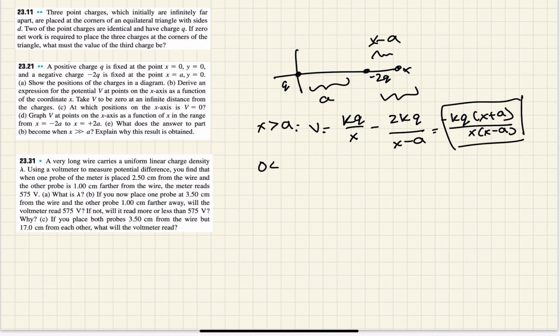For 0 less than x less than a, that's between these two. This time it's kq over x minus 2kq over a minus x, because in this case here, the distance between them is a minus x.